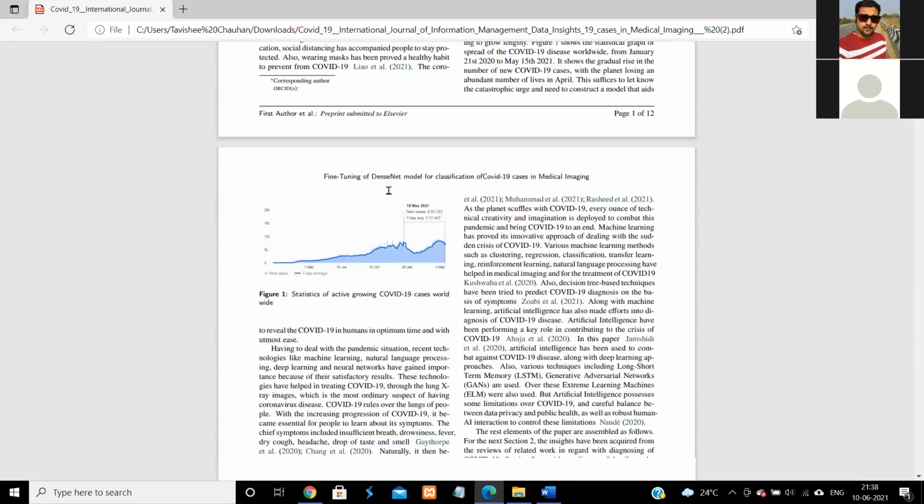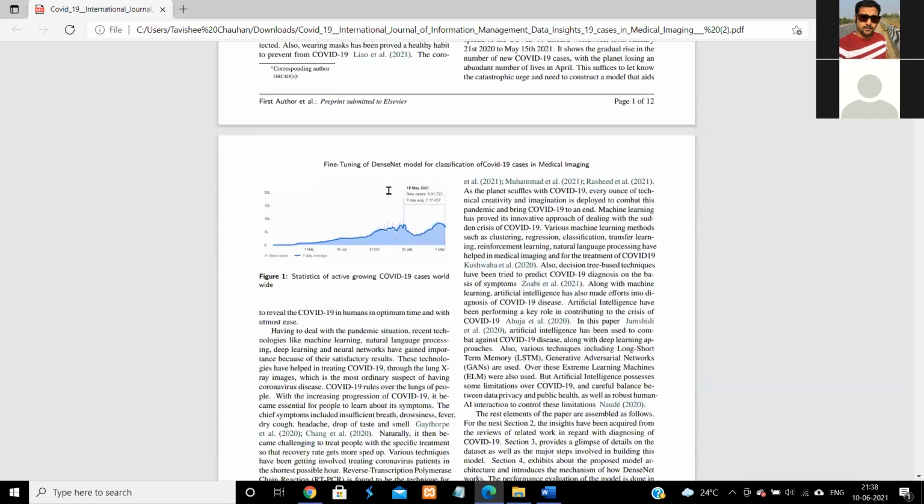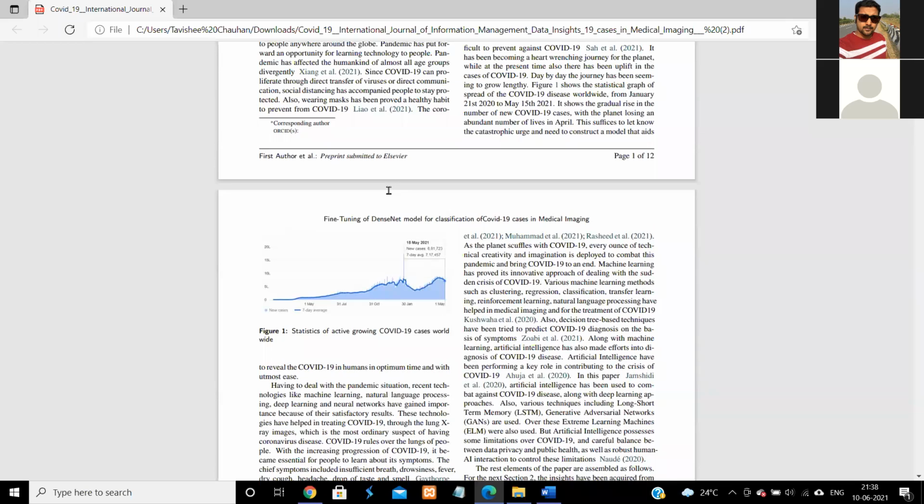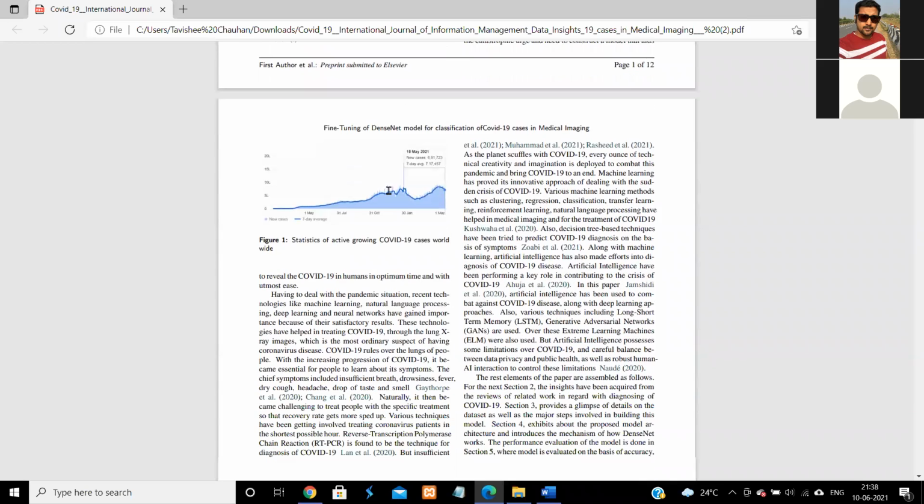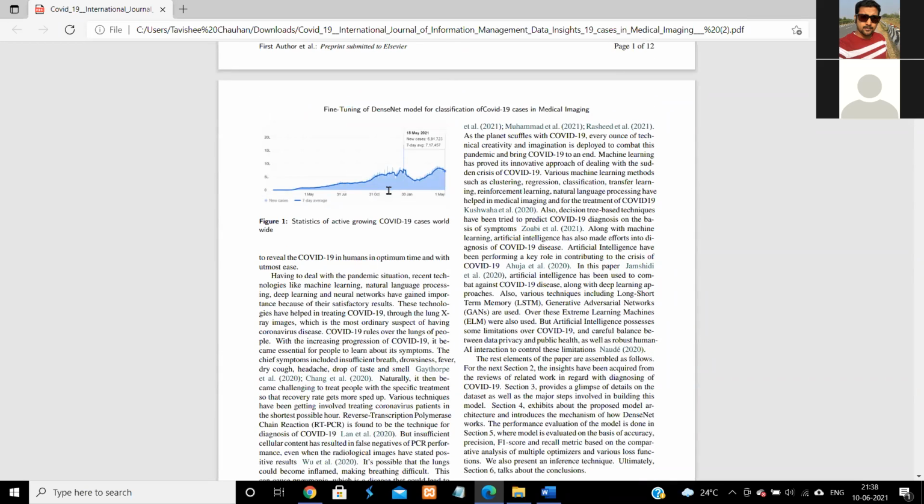Then, moving on, we write about how COVID-19 can be detected. What are the existing techniques that detect COVID-19? And you can see here the statistics of actively growing COVID-19 cases. At the time of writing the research article, the scenario was this. So we have also written the existing scenario of COVID-19.